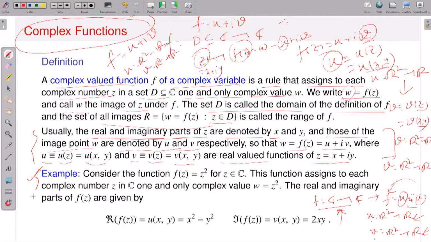Okay, so one example I have given. For example, if I consider the function f of z is equal to z square, then you can easily write it. So what we have to do? See, this is a very simple function.